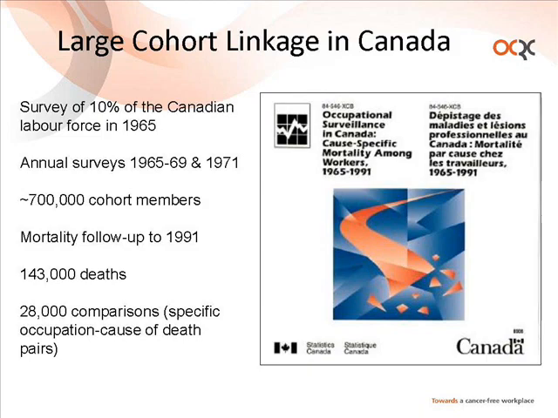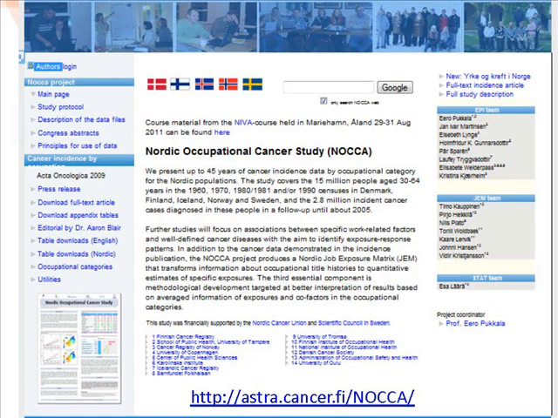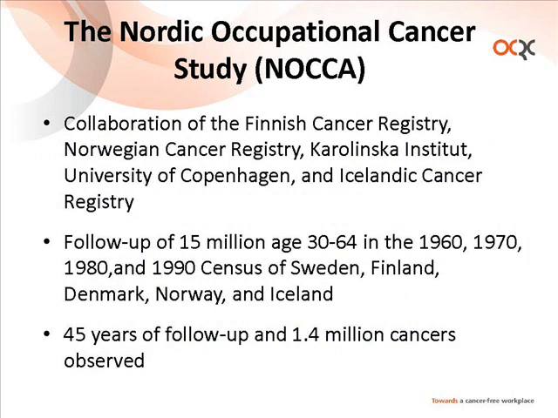Now, a good example, I think, of where we could go with record linkage is provided by the Nordic Occupational Cancer Study. This is a surveillance-level study that was conducted in the Nordic countries, and it's a collaborative thing of all 5 Nordic countries and all of their tumor registries, and it connected their 1961, 71, 81, and 91 censuses into all of the tumor registry data that they have there.